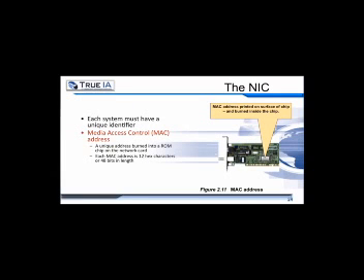Each system on a network must have a unique identifier. We call that the MAC address, or the media access control. It's a unique address burned into the ROM chip of the network card itself. Each MAC address is 12 hexadecimal characters, or 48 bits in length.